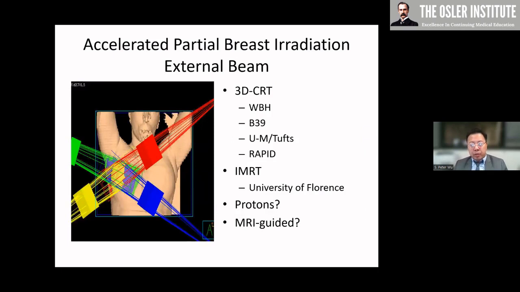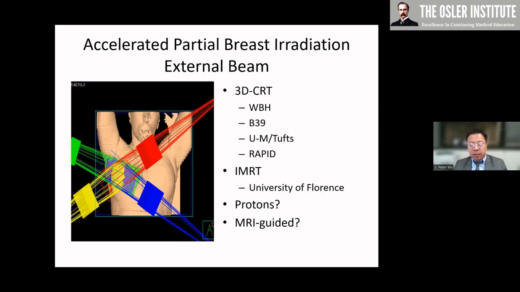External beam partial breast radiation involves oftentimes non-coplanar beams if you're using 3D CRT, which means the couch is kicked, gantry is rotated, and a non-coplanar entrance beam is delivered for maximal conformality, but also as a side effect, you get better skin sparing with this. There is an experience with IMRT by the University of Florence, Meattini et al.